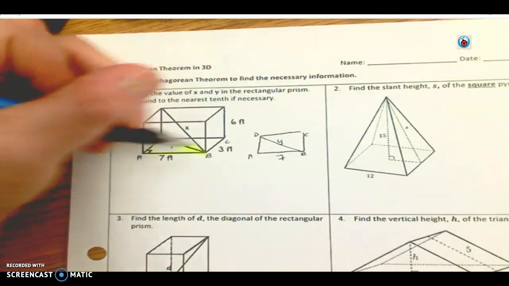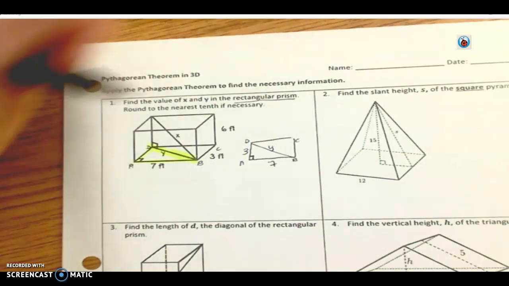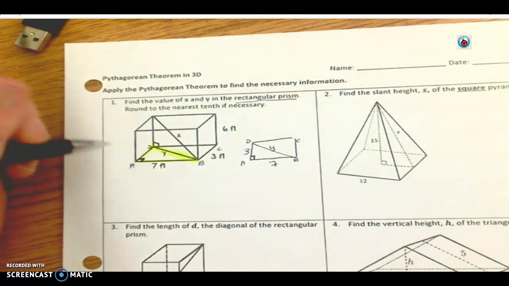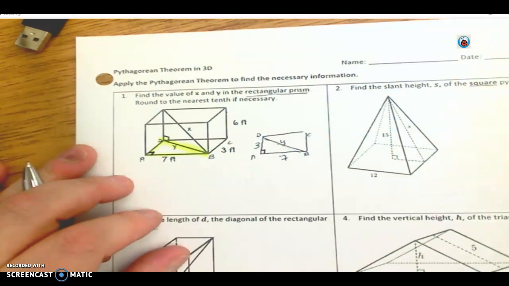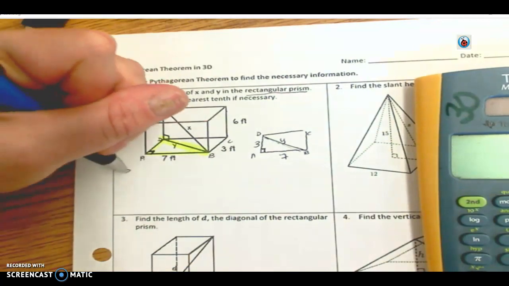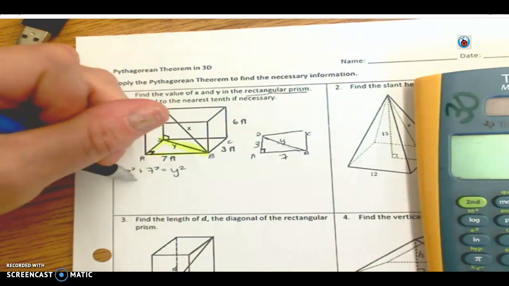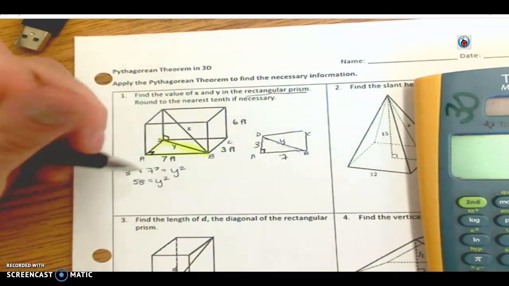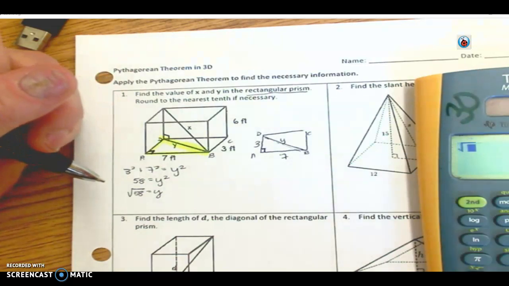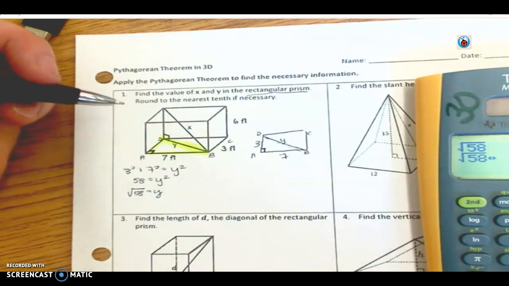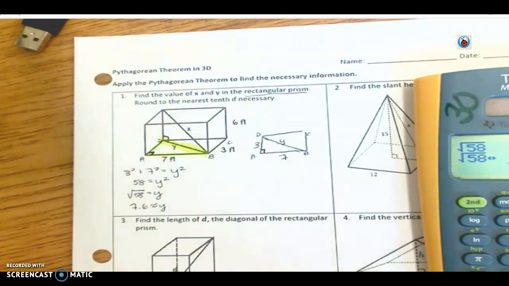We can see that that side is 7, this side is 3, so that side is also 3. And we know that it's a rectangular base: 1, it tells us it's a rectangular prism, and 2, it's already got the right angle built in for us. So we can use the Pythagorean theorem to find the value of y. 3 squared plus 7 squared gives us y squared. So 9 plus 49, that's 58 is y squared, but we want the value of y, so that's the square root of 58. It says we're allowed to estimate to the nearest tenth, so it's approximately 7.6 for the value of y.